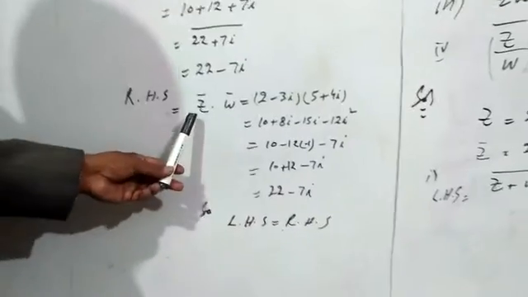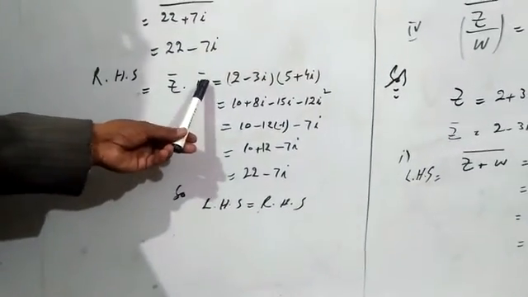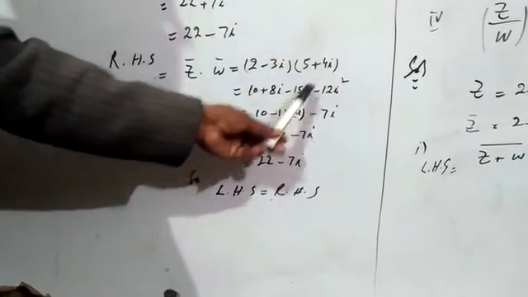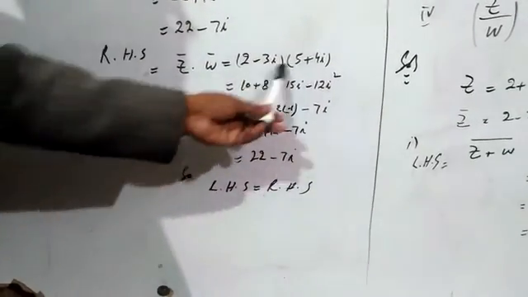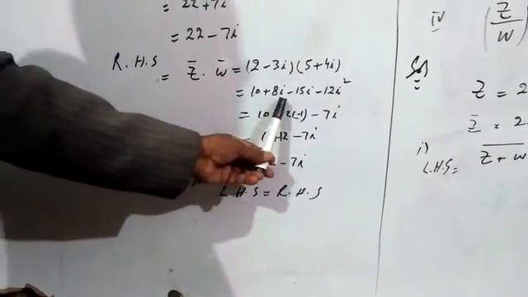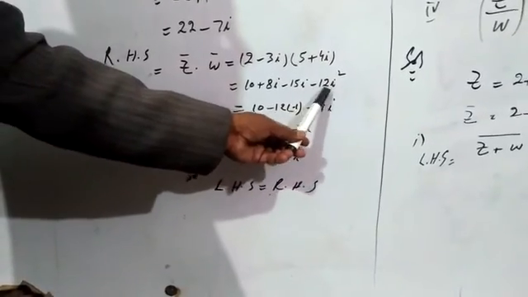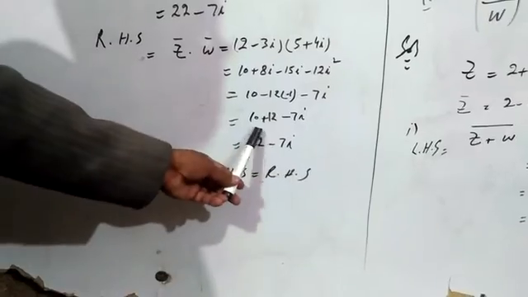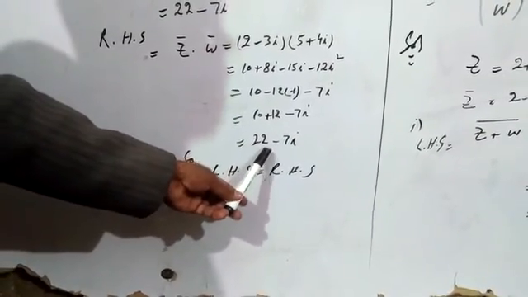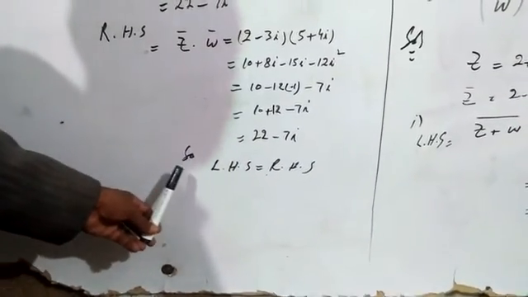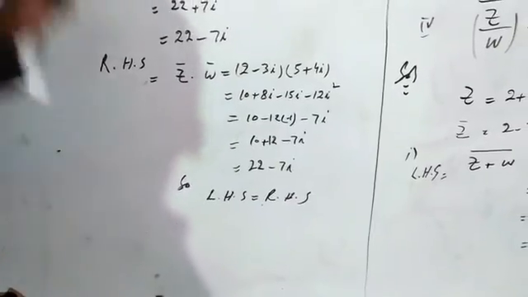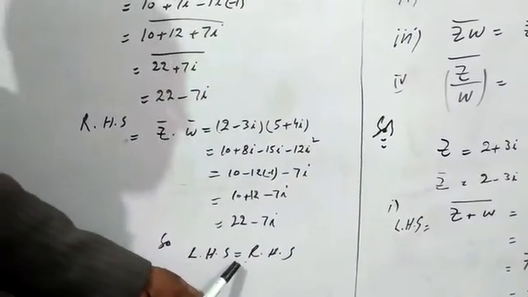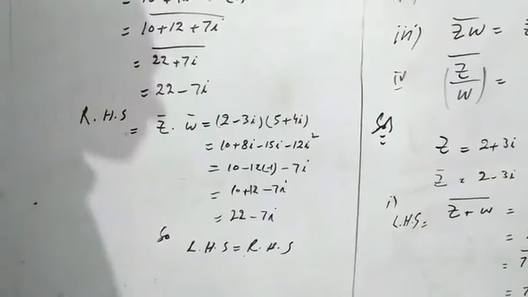This is our left hand side. Now we take the right hand side, z conjugate into w conjugate. The value of z conjugate is 2 minus 3 iota, times 5 plus 4 iota. A simple product of two complex numbers. 10 plus 8 iota minus 15 iota minus 12 iota square. So 10 minus 12 into minus 1, minus 7 iota. 10 plus 12, which is equal to 22 minus 7 iota. So in this part we are able to prove that left hand side is equal to right hand side.